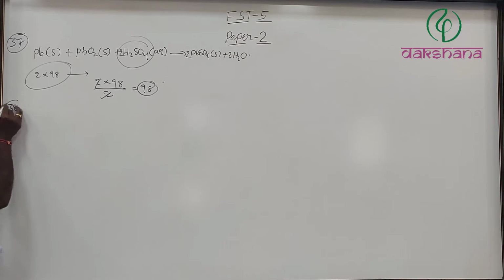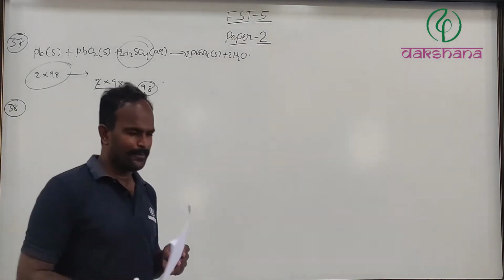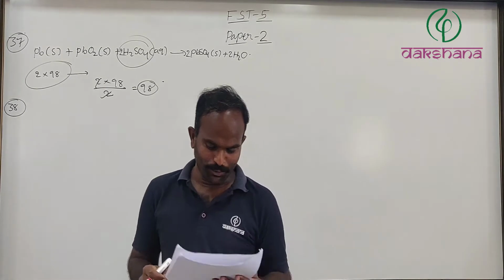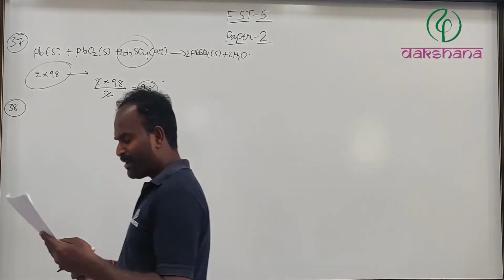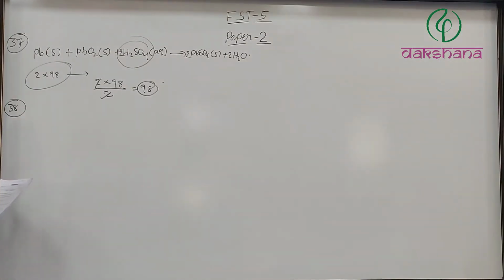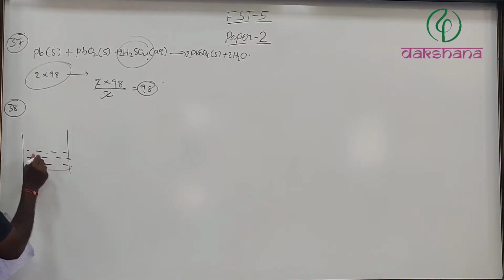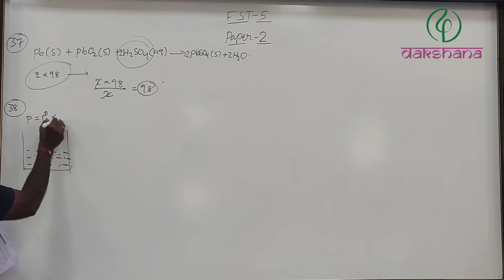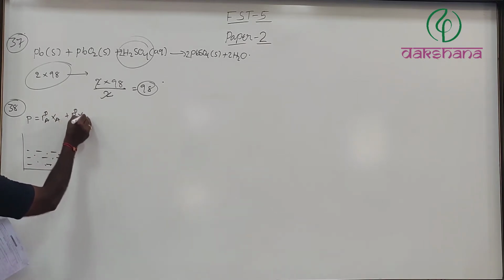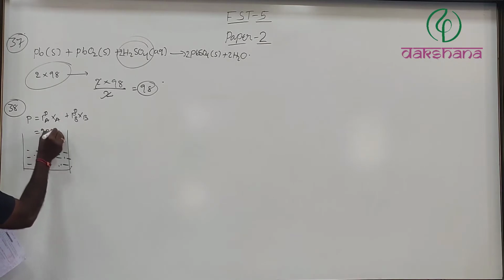Next question, question number 38, which is there in your DPP book also. I guess some similar type of question is there, not exactly the same. An ideal binary liquid solution of A and B has a vapor pressure of 900 mm of Hg. Here we have a solution, and PS equal to P naught A XA plus P naught B XB is equal to 900 mm of Hg.